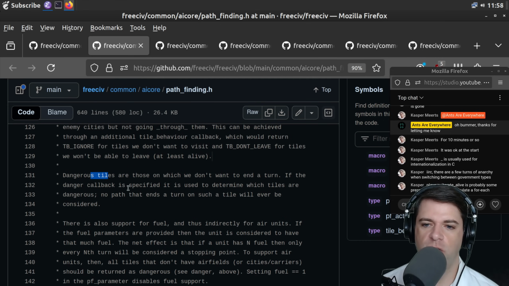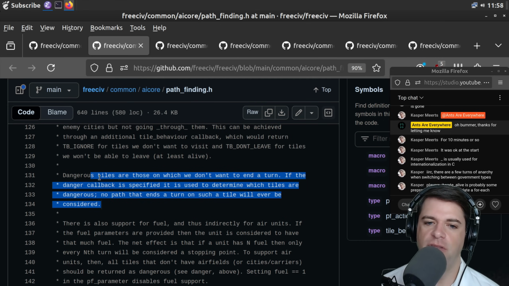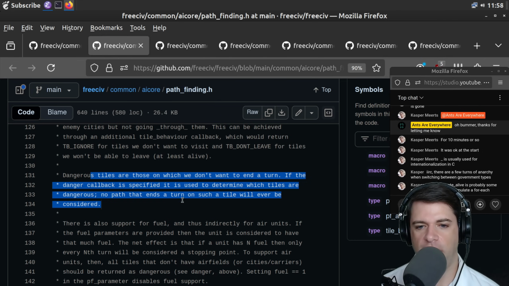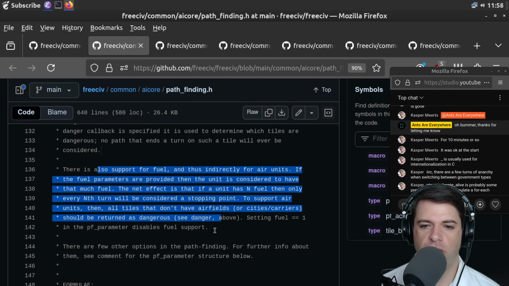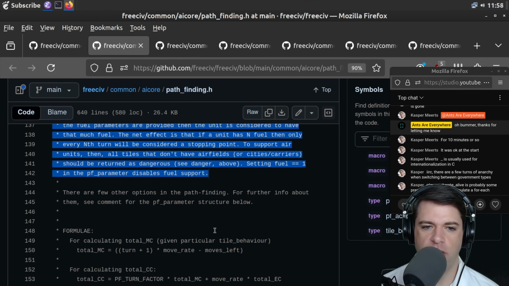Dangerous tiles are those for which we don't want to end a turn. If the danger callback is specified, it is used to determine which tiles are dangerous. No path that ends a turn on such tile will ever be considered. There's also support for fuel, and thus indirectly for air units. Okay.